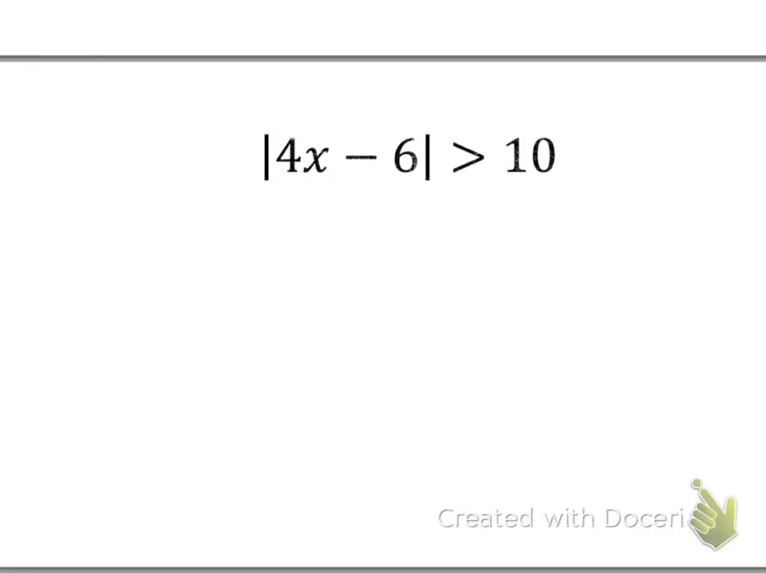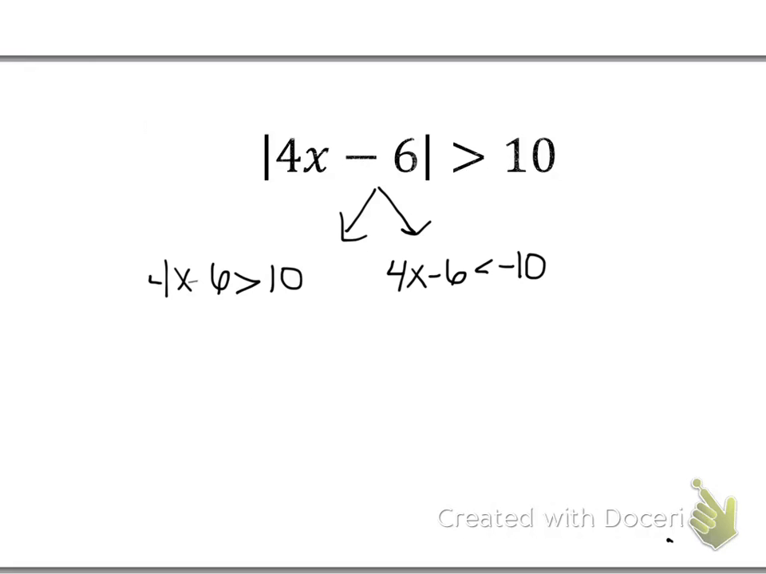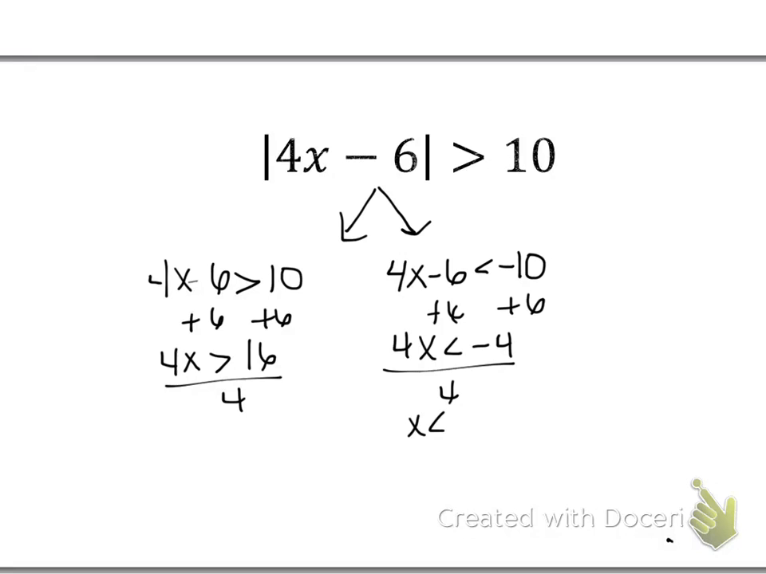Okay, so there's nothing to do other than to split it right off the bat. So 4x minus 6 is greater than 10, and 4x, okay, and then I flip my sign and make it negative. So I will add 6, add 6. So this becomes a negative 4. This becomes a 16. Divide by 4. So x is less than negative 1. X is greater than 4.